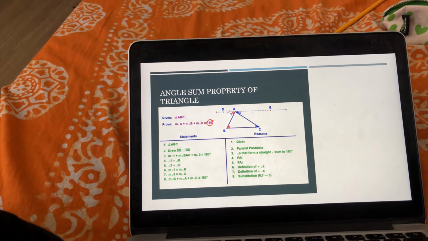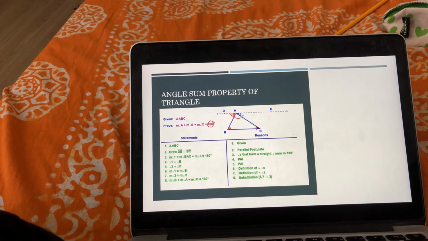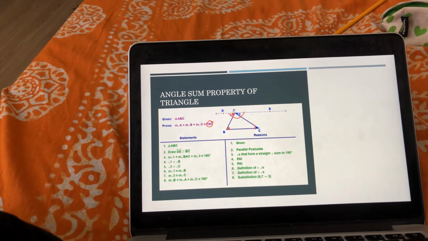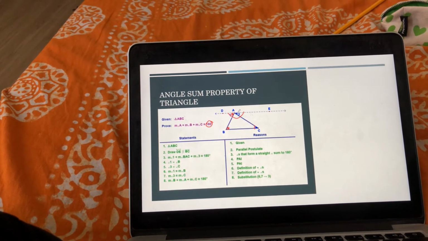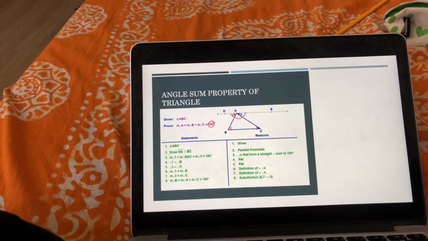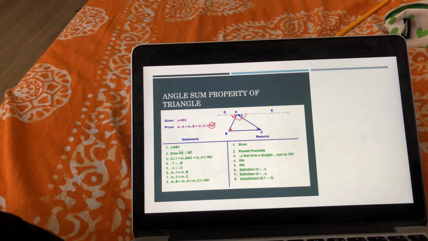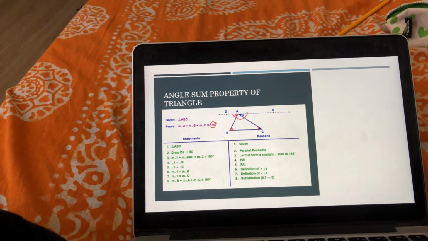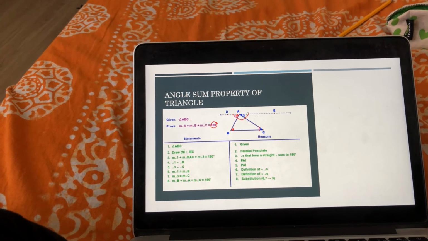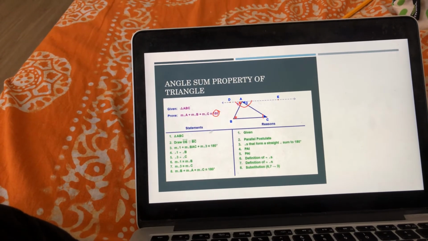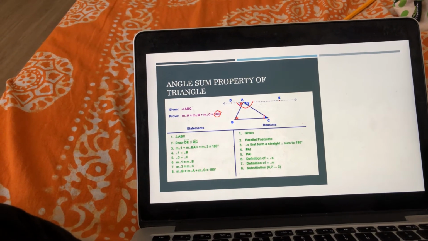But we know that this is a straight line and all the angles over here must be equal to 180 degree. So angle 1 plus angle A plus angle 3 must be equal to 180 degree. But we know that B is nothing but 1 and C is nothing but 3. So we get angle A, B and C equal to 180 degree. So this is the concept. Let's see into it. So these are the statements and these are the reasons for each statement.